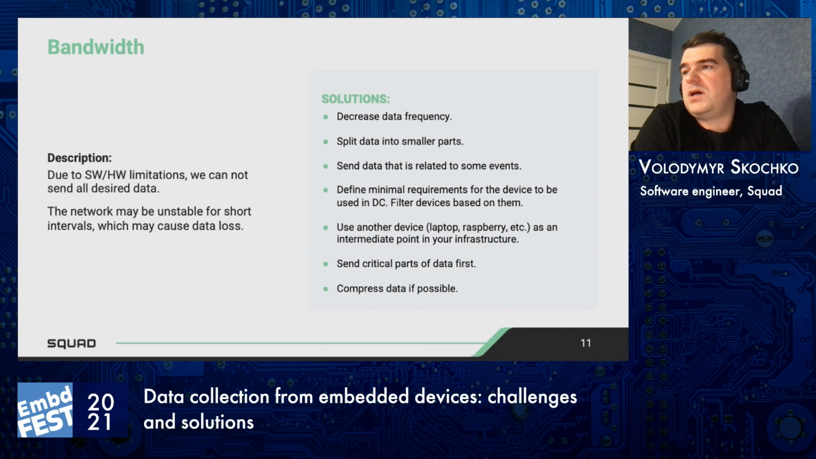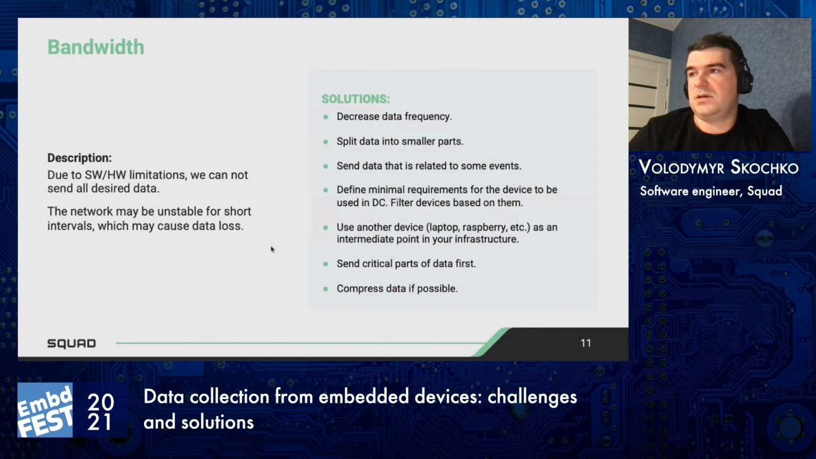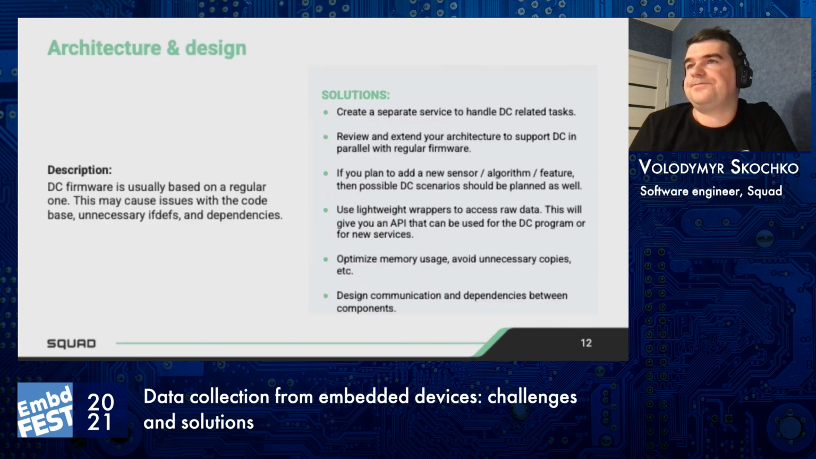The next one is to send critical parts of data first. So you can understand which data is the most important one, and you should prioritize it and send it first to be sure that nothing critical will be lost in case of problems with the network. And the last one, compress data if possible. Of course, it very much depends on your hardware, and you can check what your device can do with data compression.